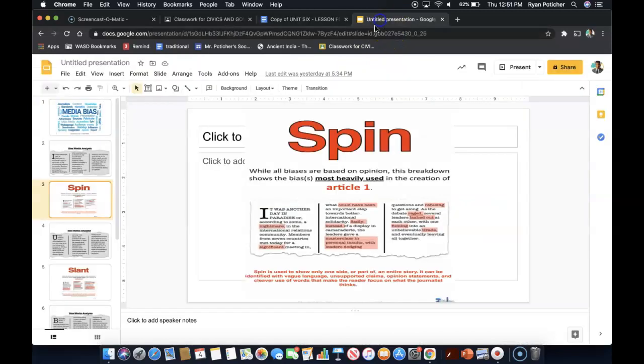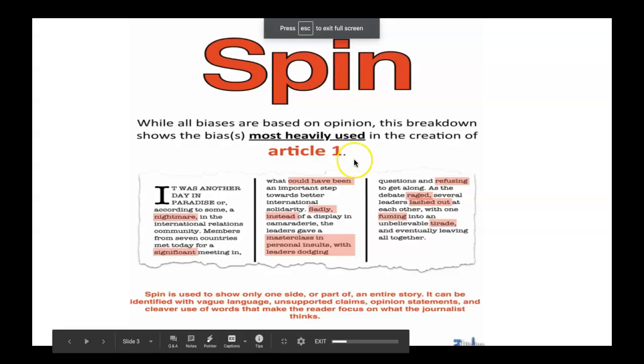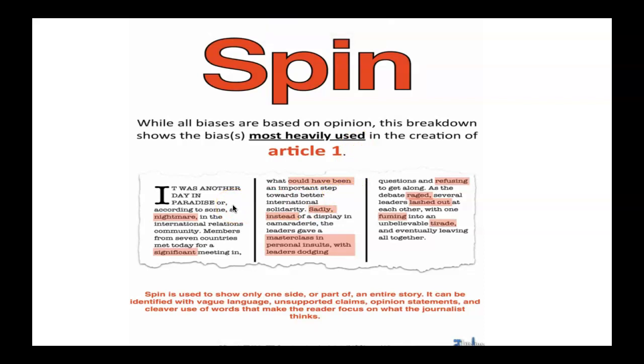Well, I can show you my answer key here and tell you that this is definitely biased by spin. The reason why I say that is if you look at some of the highlighted wording here, you can definitely see that that's clear as day. Words like nightmare, significant, could have been, sadly instead, raged, lashed out, fuming, refusing.